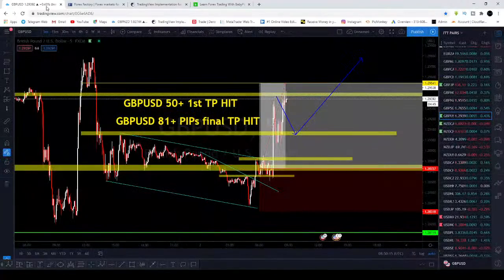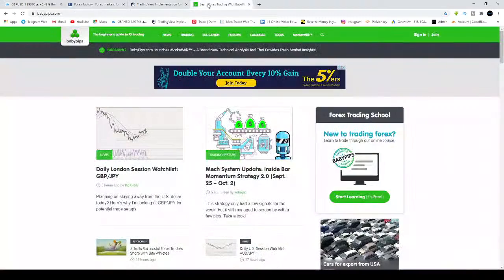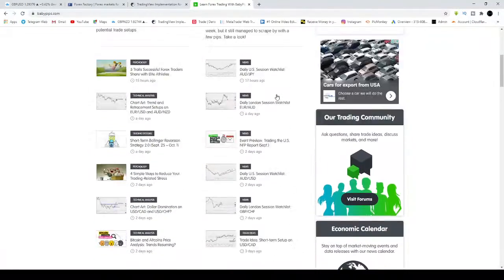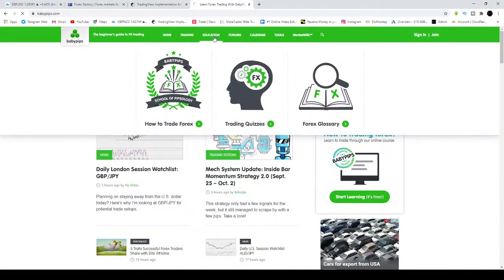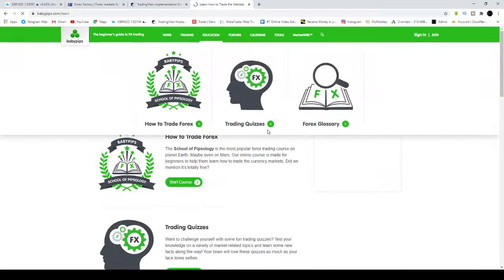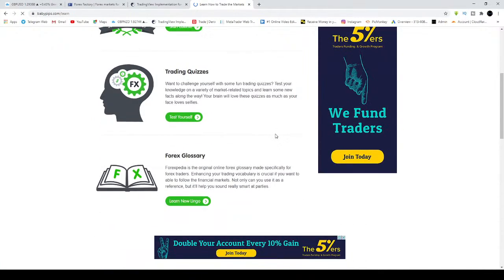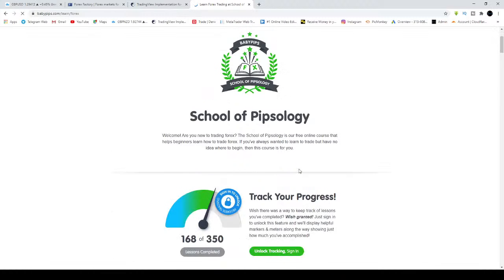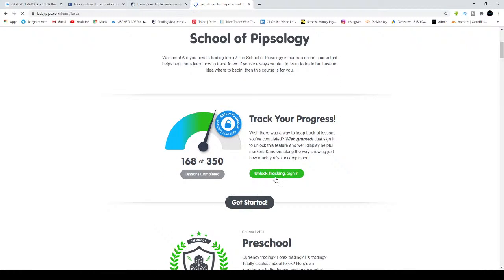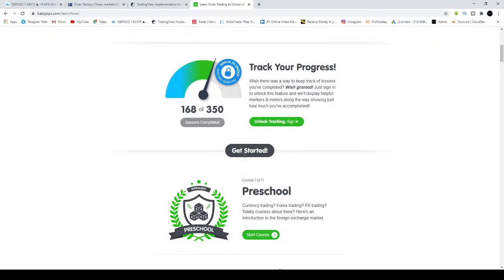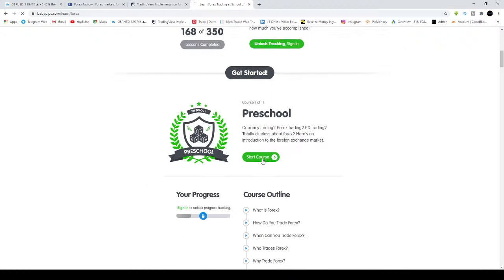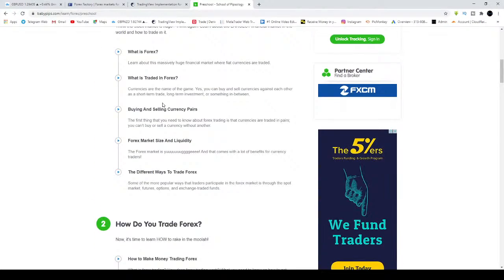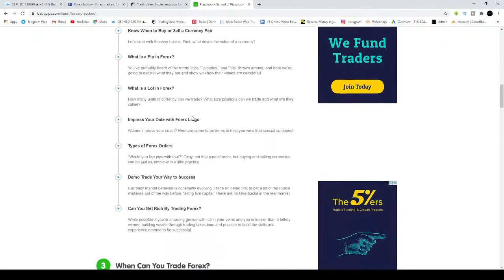So babypips can introduce you to forex. When you come to education, how to trade forex, you can start the course and track your progress. They say unlock tracking, sign in, now start the course. So as you can see, what is forex? They start from here, going down to how do you trade forex and things like that, right?